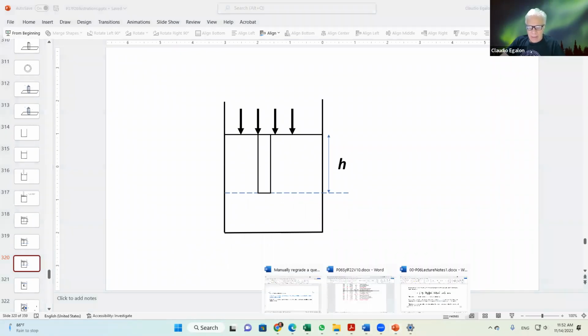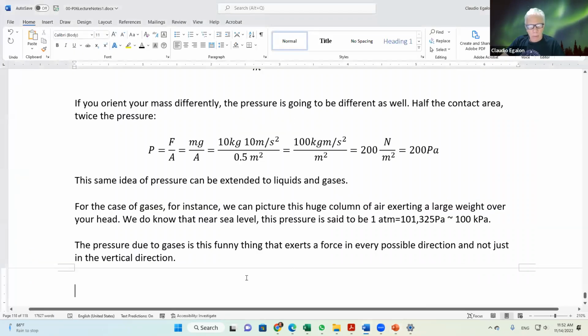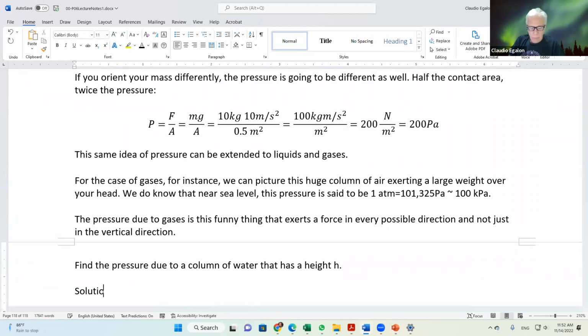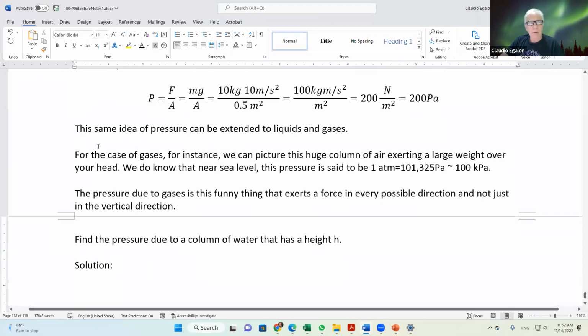Okay, I'm going to propose here a problem. Find the pressure due to a column of water that has a height H. Okay, the solution is going to be like that.